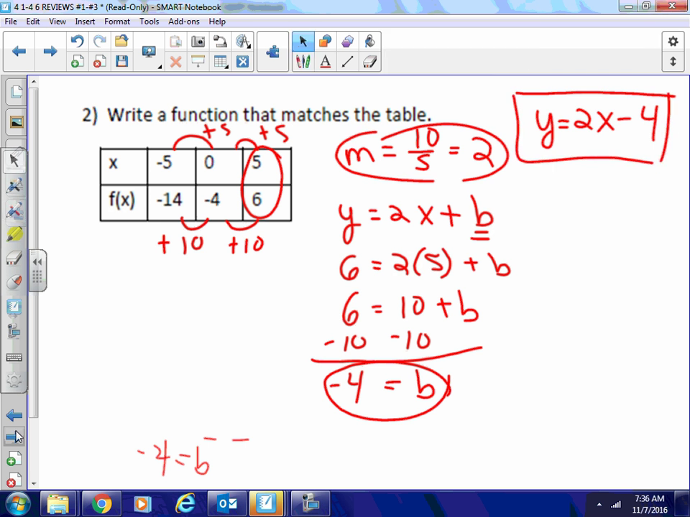By the way, really quickly, we could have noticed that our y-intercept was -4. When x is 0, then we see our y-intercept is -4. But you won't have that every time.